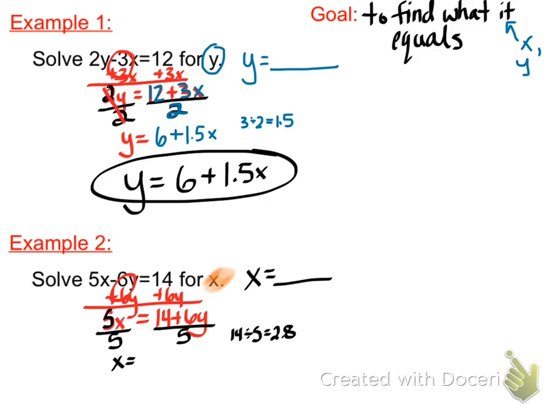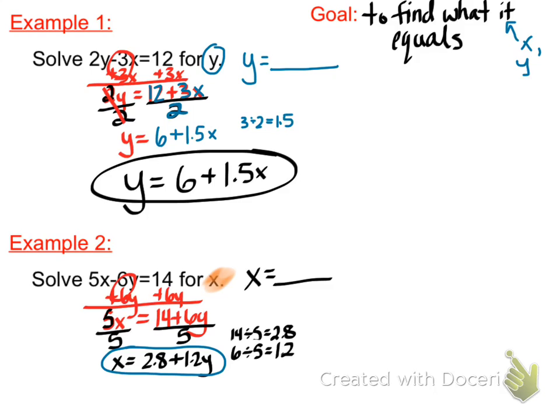So I start with 14 divided by 5 to get 2.8. And then I do 6y divided by 5. And 6y divided by 5 is the same idea as doing 6 divided by 5, which gives me an answer of 1.2. So that's how many y's. So it's 1.2 y's is part of my answer. So 2.8 plus 1.2y is the answer for x in this example.